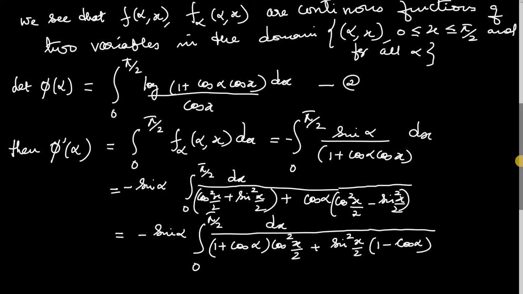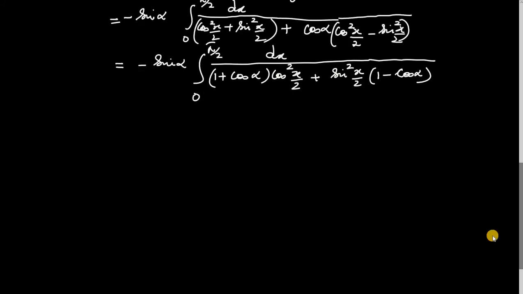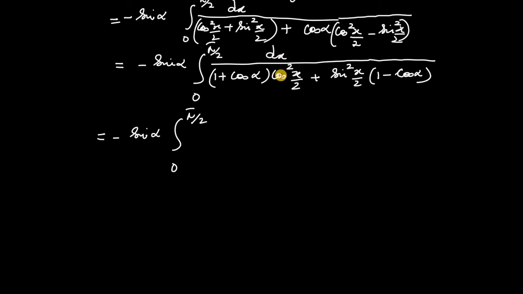Now next, let us further simplify this last integral. So it will be minus sine alpha integral 0 to pi by 2. Now if you divide both the numerator and denominator by cos square x by 2, then in the numerator you'll have dx divided by cos square x by 2. And if you divide the denominator also, then you'll see that cos square x by 2 will be cancelled. Then here you get sine square x by 2 upon cos square x by 2, which will give you tan square x by 2.